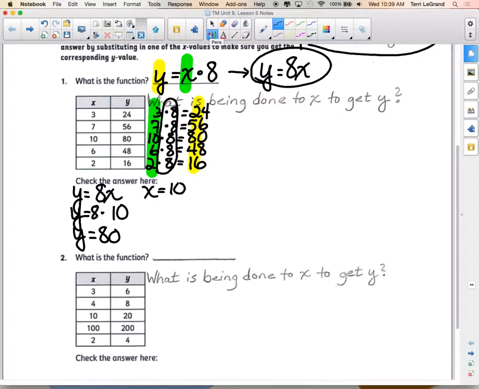80. Okay, so 8 times 10, we get 80. Go up to our table, and let's circle that in the table. Does it check? Is our equation a good equation? Yes, it checks. We put our x value into our equation, and it better get the y value that was with it in the table.